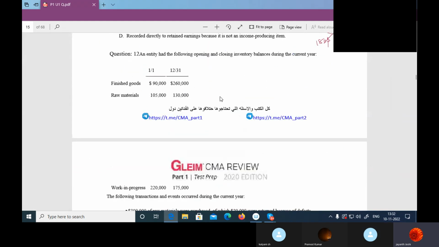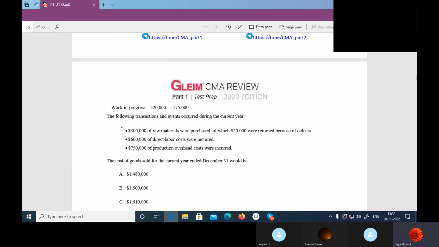This is the question. An entity had the following opening and closing inventory balances during the current year. This was at the beginning, this is at the end, opening and closing: finished goods, raw material, work in progress. The following transactions and events occurred during the current year. 3 lakh worth of raw material was purchased, of which this much was returned because of defects. This much of direct labor costs were incurred. This much of production overhead costs were incurred. They're asking you COGS for the current year. So I'm waiting. Please do this.